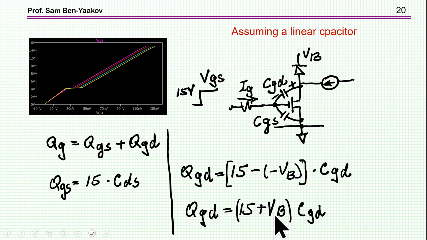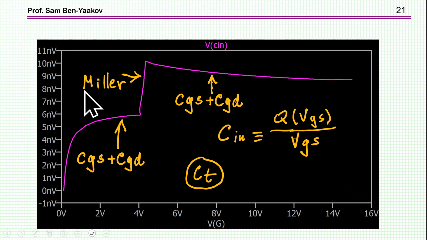The higher the bus voltage, the more charge you need. So that is exactly what we see here. For a low voltage, you need little charge. For a high voltage, you need much more charge. Now, using this information, we can plot the input capacitance. Again, this is the large signal capacitance, the charge over the voltage.